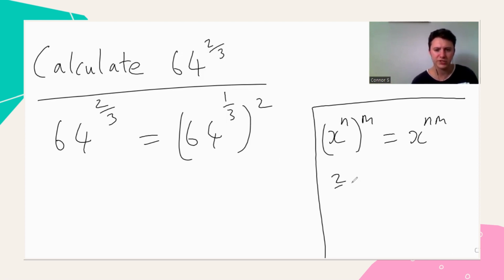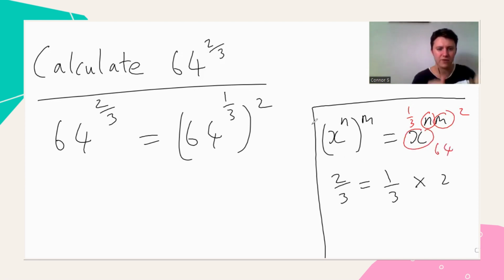And of course, the number 2 over 3 is just the same as 1 over 3 times by 2. So basically what I'm saying here is that this n is 1 over 3 and this m is 2, and obviously this x in our question is 64. So we're just splitting the 2 over 3 into 1 over 3 times by 2. Okay, great. So then we're going to do our calculations.